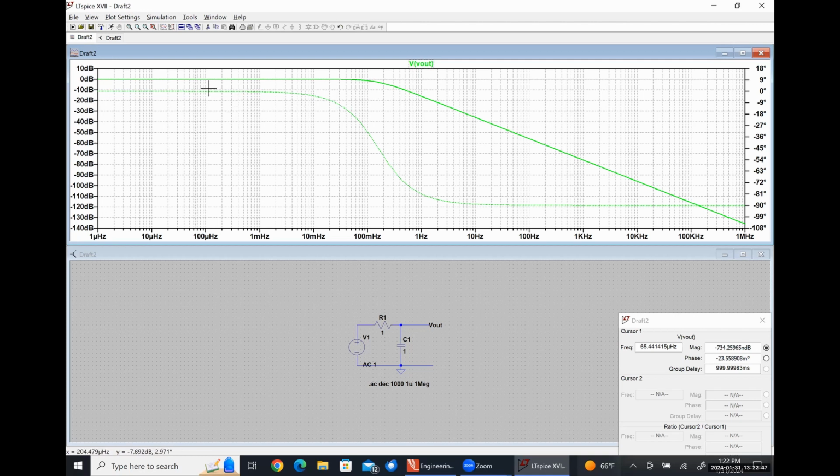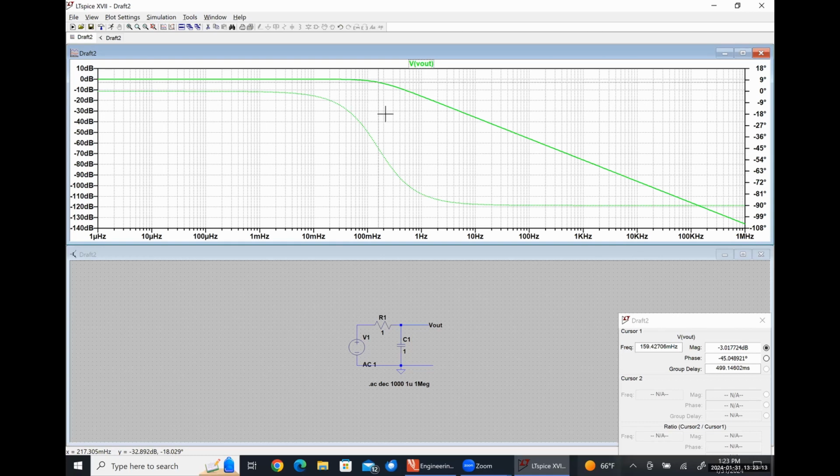And so now, if I can find my cursor, there we go. I'm literally just looking for what frequency my magnitude is -3 dB at. So it looks like 159.427 millihertz or so. Okay.